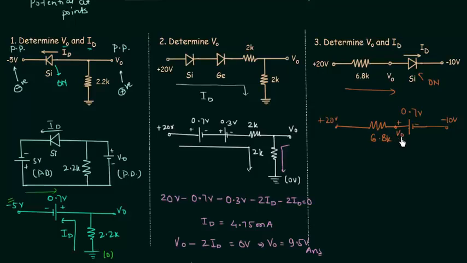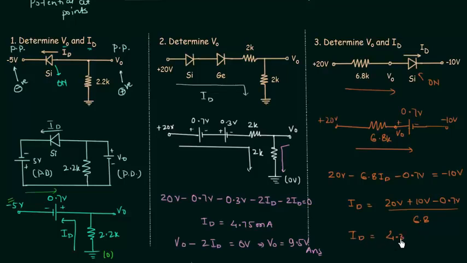This is V naught. I will first calculate the current ID. I will start from 20 volts and move towards minus 10 volts. 20 volts minus 6.8 ID minus 0.7 volts equal to minus 10 volts. So ID is equal to 20 volts plus 10 volts minus 0.7 volts divided by 6.8 kilo ohms. So ID is simply equal to 4.30 milliamps. This is the answer.